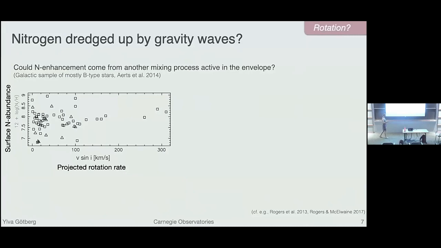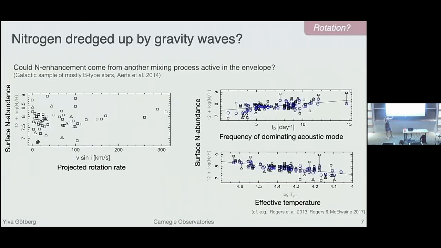But something that they did find here, so look at the black markers, because that's data, and the blue are models. So what they found was a trend in nitrogen abundance on the surface with the frequency of the dominating acoustic mode. So with a higher frequency of that dominating acoustic mode, you have a higher nitrogen abundance. And the same with temperature, higher temperature, higher nitrogen abundance. So this temperature axis is reversed. It always happens with temperature. So that's interesting. I wouldn't take a side here.